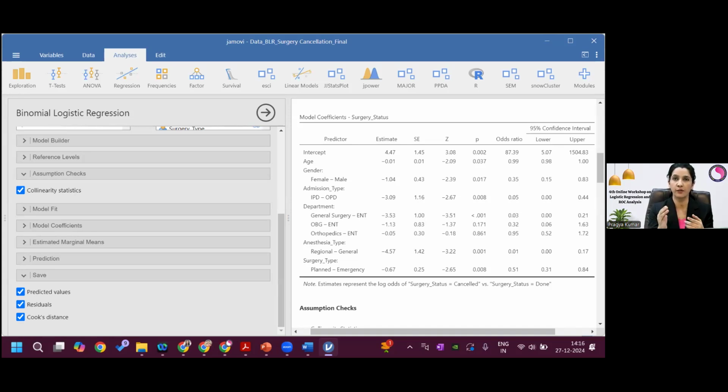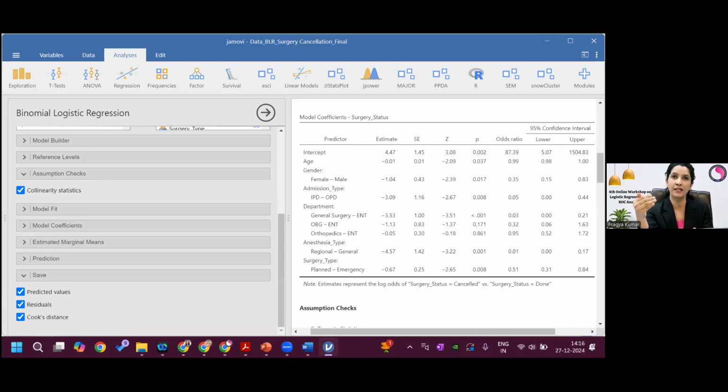If I have to express it in percentage, I will do 100 minus 99, so 1%. So there was a 1% lower chance, that means the odds of surgery cancellation were 1% less if you increase the age by 1 year. So in case of a continuous variable, we express it like this if you want to express it in percentage.